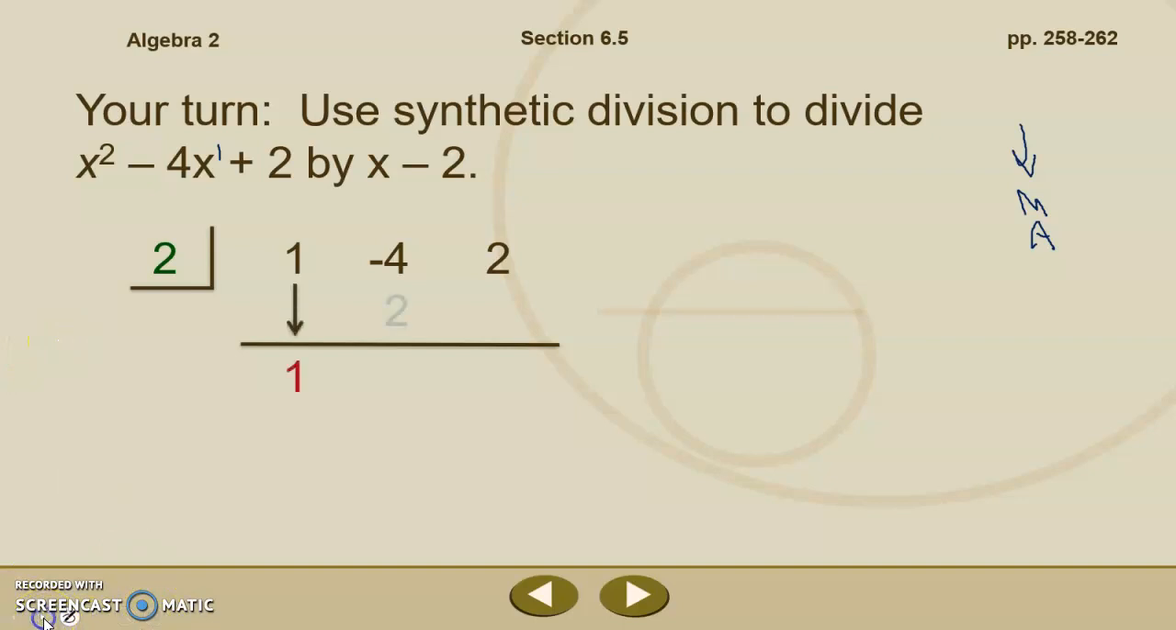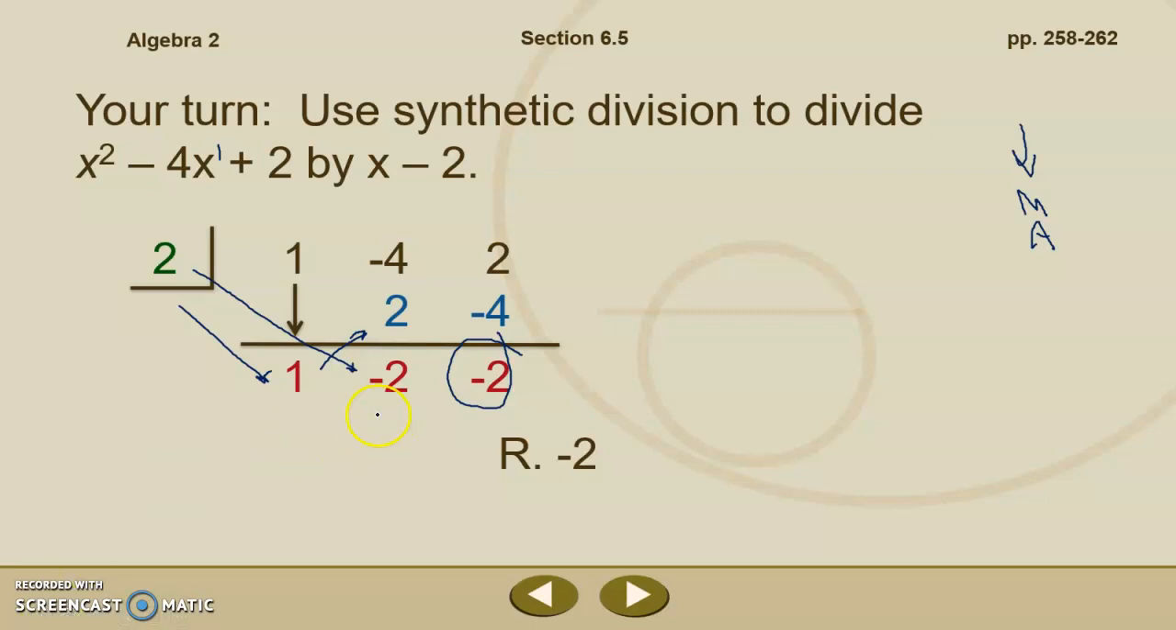Bring down our 1. Multiply that by 2. 2 times 1 is 2. And add. Negative 4 plus 2 is negative 2. Multiply. 2 times negative 2 is negative 4. And add. 2 plus negative 4 is negative 2. You can see we've got a remainder here. So our remainder is negative 2.